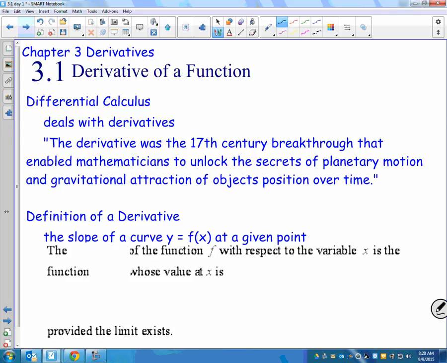The slope of a curve at a given point is called a derivative. So we can say the derivative, you have to fill the blanks in. I'll print your notes out. The derivative of a function with respect to the variable x is the function, so this is the notation for derivative, f prime of x.